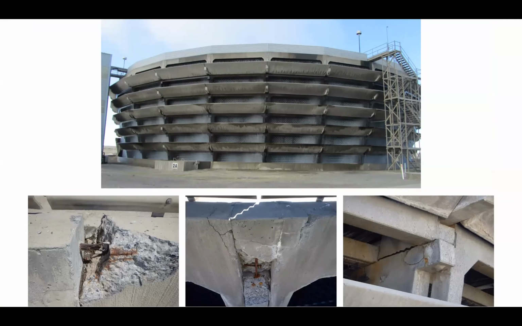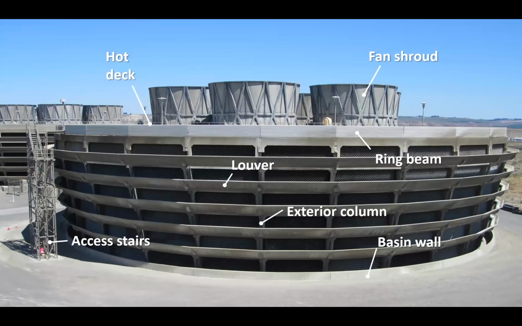Bottom center is corrosion and spalling of concrete, and on the right you have a bearing support that is being compromised by corrosion and deterioration. Same approach applies here.